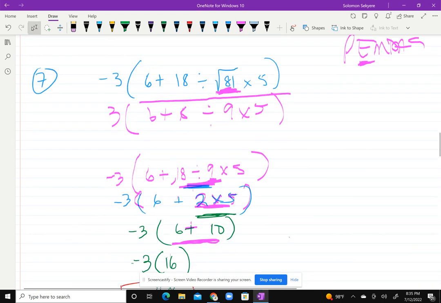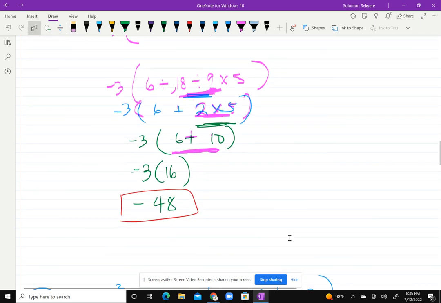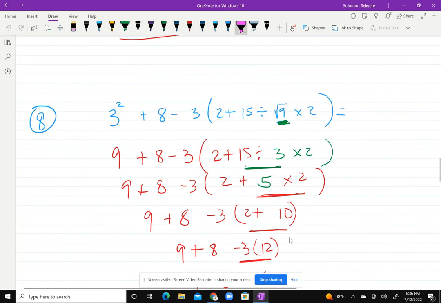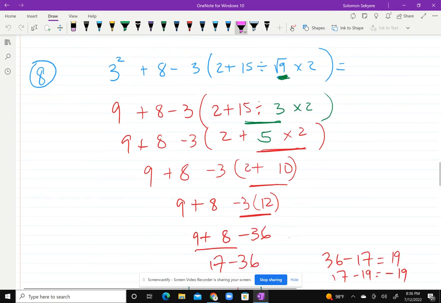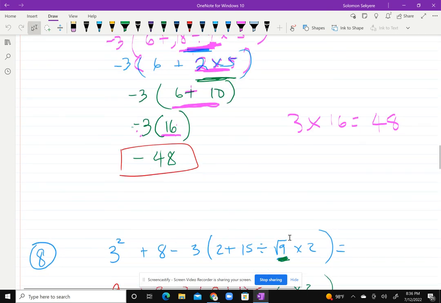Okay, and then what do we have? We have negative 3 multiplying a positive number. Negative times positive is negative. So 3 times 16, what do you get? 48. But since it's negative 3 times 16, your answer is negative 48. All right, let's try another one. So pause the video, review it, see if you get the same answer.